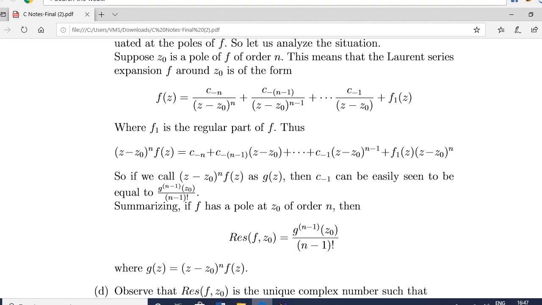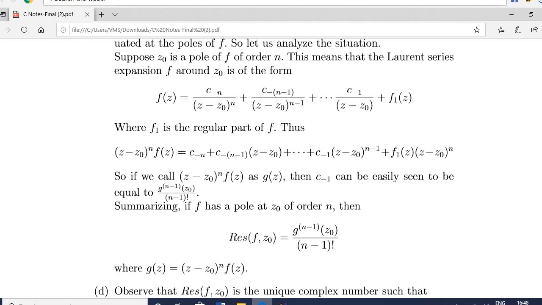Now after multiplying everything by (z minus z0) to the power n, you get f(z) into (z minus z0) to the power n equal to something, and c_-1 into what? (z minus z0) to the power n minus 1. Whatever is the function on the left hand side, we have called it g. g is (z minus z0) to the power n into f. So now the right hand side becomes the Taylor series expansion of g, and the coefficient of (z minus z0) to the power n minus 1 must be the (n minus 1)th derivative at z0 upon (n minus 1) factorial.